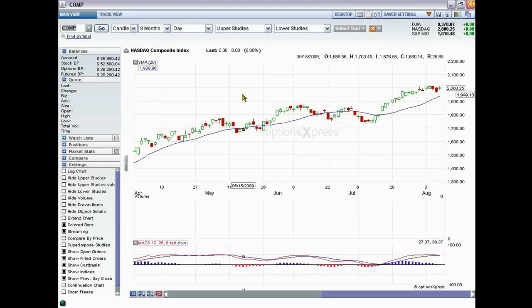And my MACDs are crossing, just starting to cross, and the histograms are down at 0 right now. So it looks like it's getting weaker. Long term I'm bullish, short term I'm okay, so I'm a little bearish. So down in the NASDAQ look a little bearish.